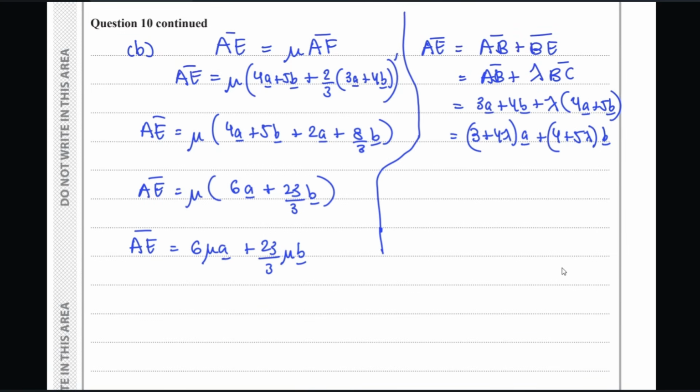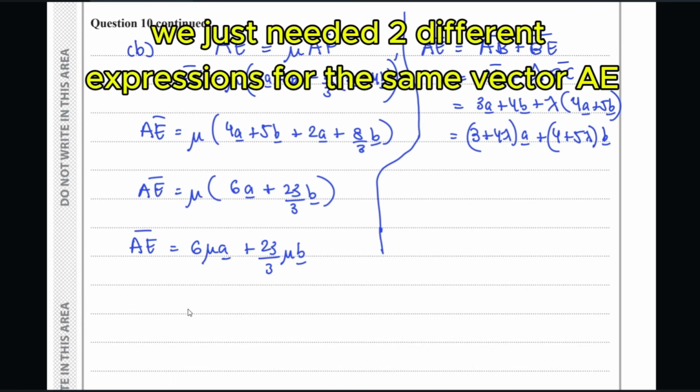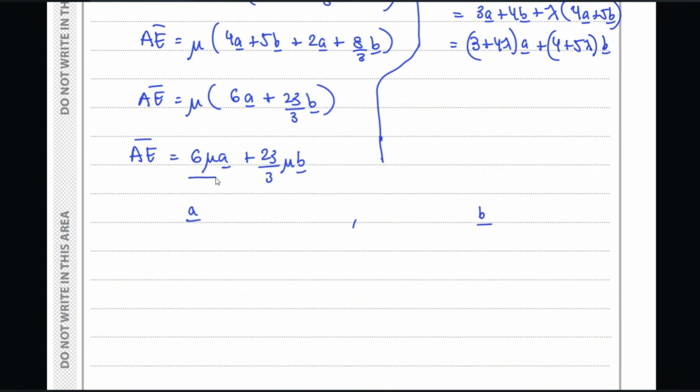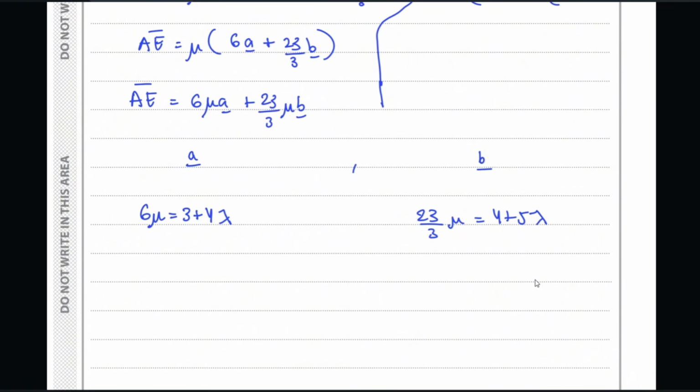So we have two equations for vector AE. If these expressions are for the same vector AE, then we can equate the coefficients of A vector and the coefficients of B vector. So we can say 6 mu is equal to 3 plus 4 lambda. And we can also say 23 over 3 mu is equal to 4 plus 5 lambda. And let's solve these equations simultaneously.